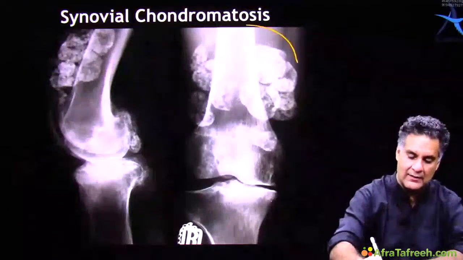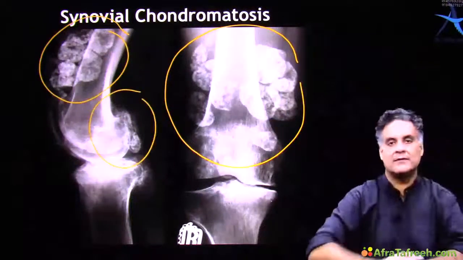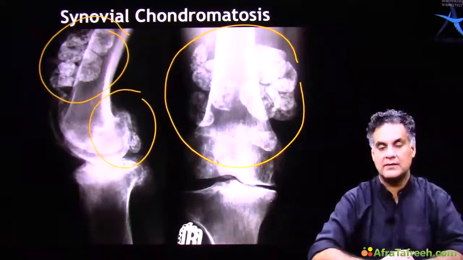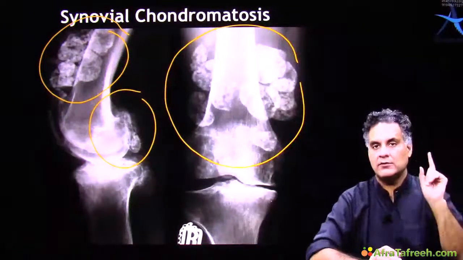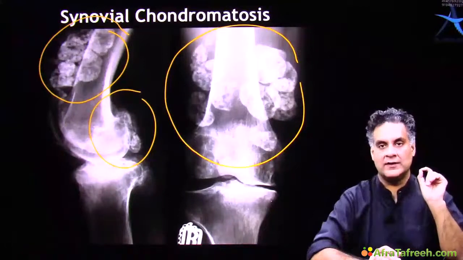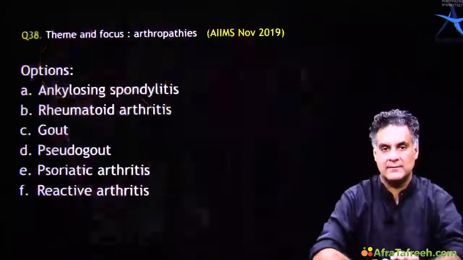And when you have multiple loose bodies all over, that's called synovial chondromatosis. This is the most common cause of multiple loose bodies. But the most common cause of loose bodies is osteoarthritis. Most common joint where you have loose bodies is the knee joint.